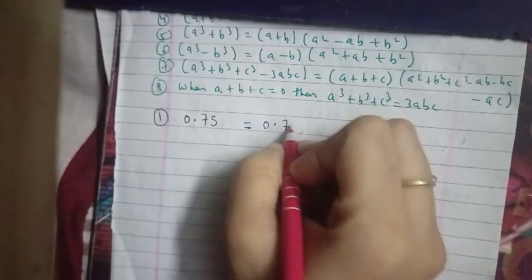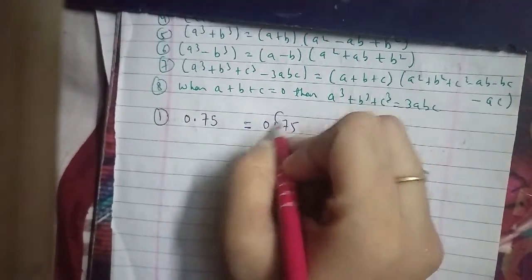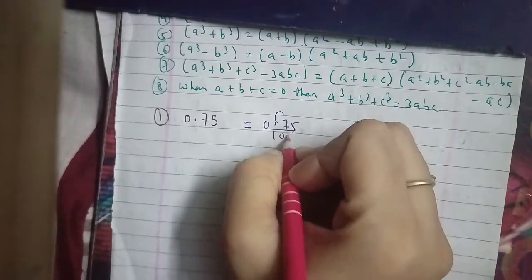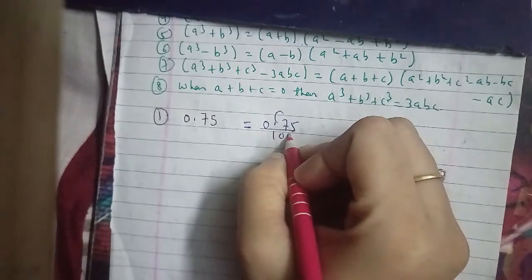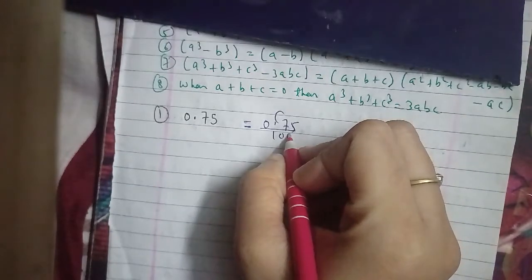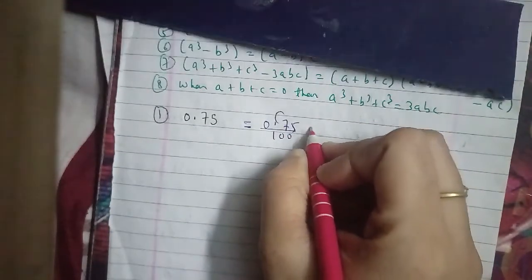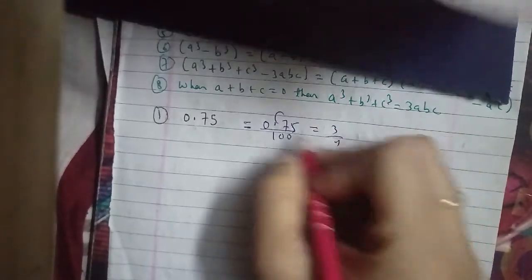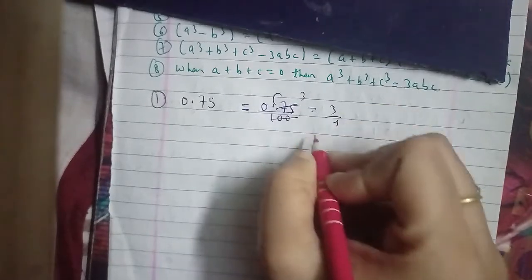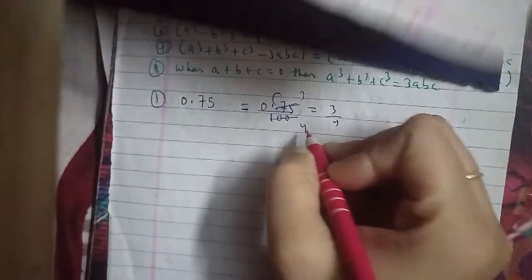0.75. When we remove the decimal point, we have 2 numbers after it, so we add 2 zeros in the denominator, and that is equal to 3/4. 25 3s are 75, and 25 4s are 100. So 3/4 is the answer.